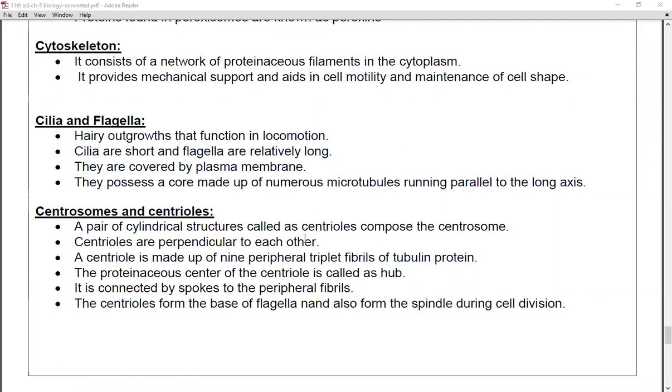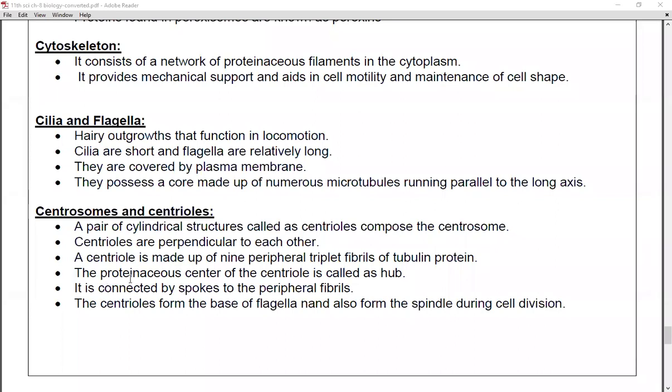Centrioles are perpendicular to each other, that means they are present on opposite sides. Each centriole is made up of 9 peripheral triplet fibrils of tubulin protein. The centrioles are made up of a specialized protein known as tubulin protein, and this tubulin protein forms triplet fibrils, which are present on the periphery. So this is about the centrioles.